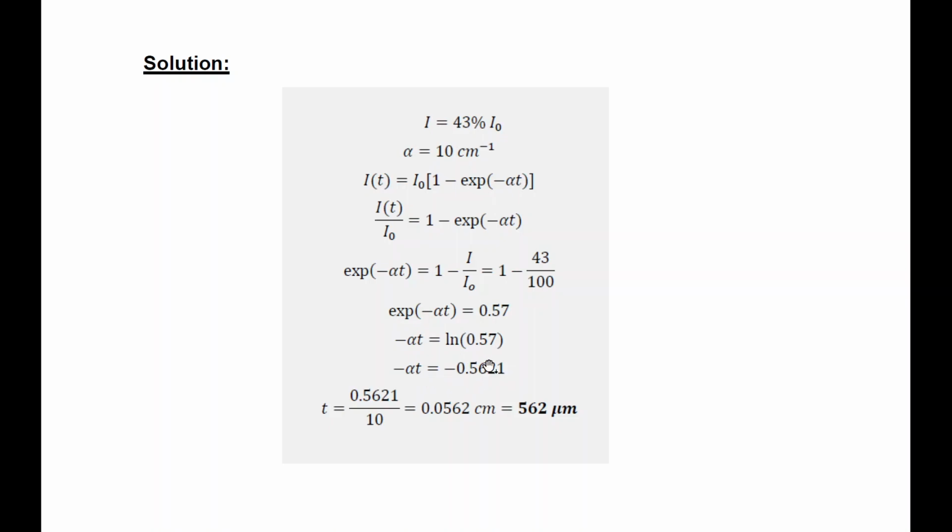So minus alpha t comes out to be minus 0.5621. From here we put the value of alpha, then t is equal to 0.5621 over 10, which is 0.0562 centimeter. And we know deci, centi, milli, micro, nano, pico, femto, atto. So from centimeter to micrometer we convert, and we get 562 micrometer. Okay, do you want to note it down? You can note it down.